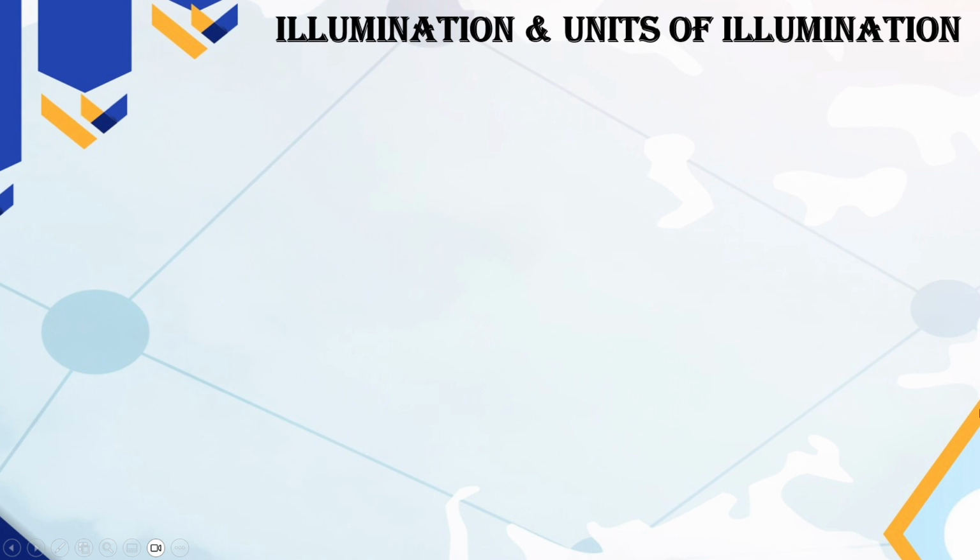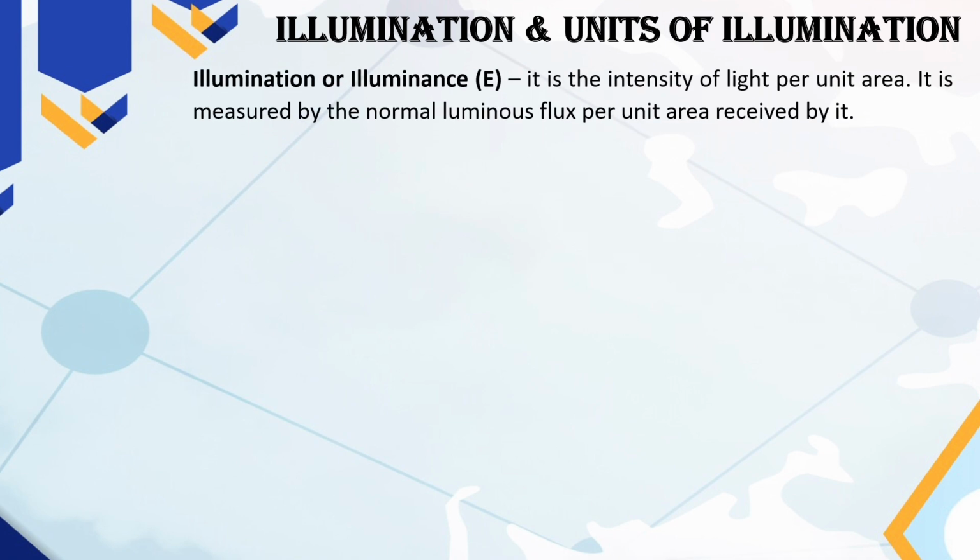First, we have the illumination. The other word for illumination is illuminance, and its symbol is capital letter E. It is the intensity of light per unit area. It is measured by the normal luminous flux per unit area received by it. It measures the intensity of light that reaches an area, helping us understand how well lit that space is. This measurement is often expressed in units like lux, which indicates the amount of light per square meter. It tells us how bright that area is and is measured by the amount of light received per square meter.